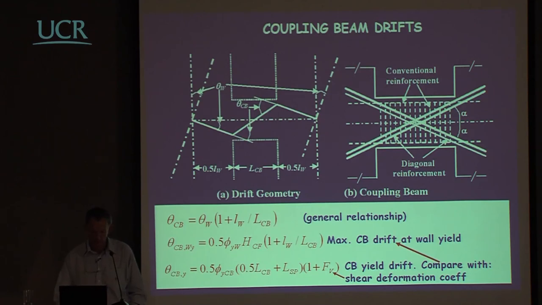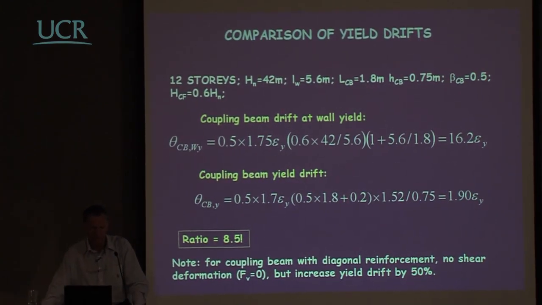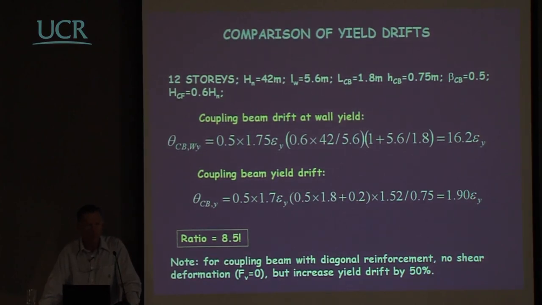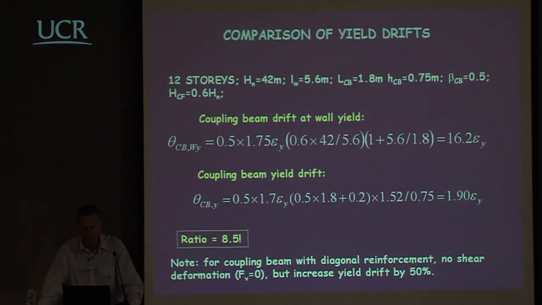So here we have something which depends on the plastic hinge length and also incorporates some shear flexibility into it down at the bottom. And we need to compare those two expressions. So we take an example of 12 stories, the total height 42 meters, wall length 5.6 meters, coupling beam fairly long, 1.8 meters, and the coupling beam depth 0.75 meters, fairly common but could easily be more, and we're designing for a coupling beam ratio of 0.5.